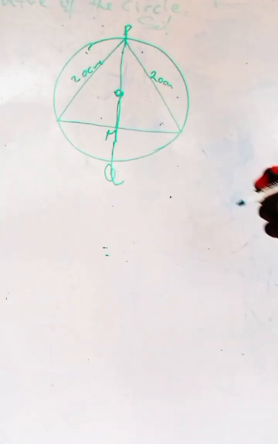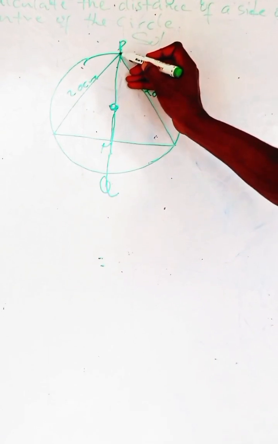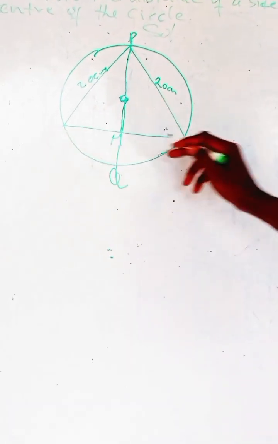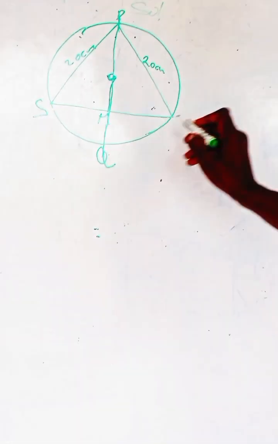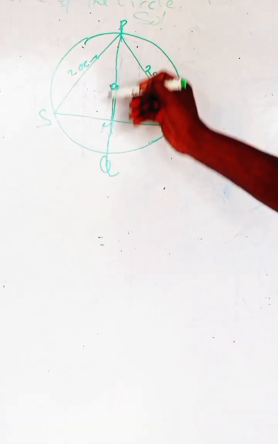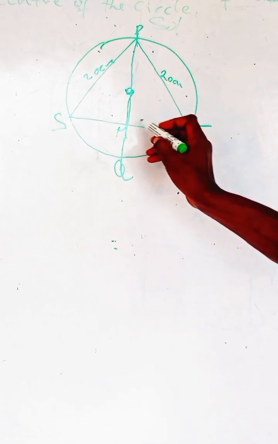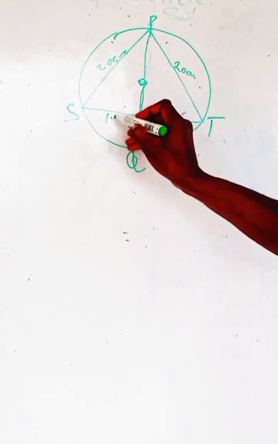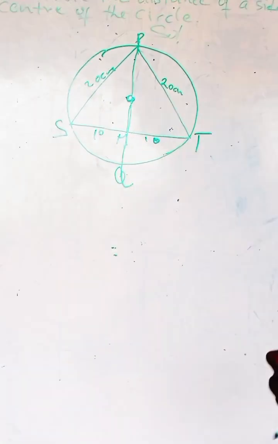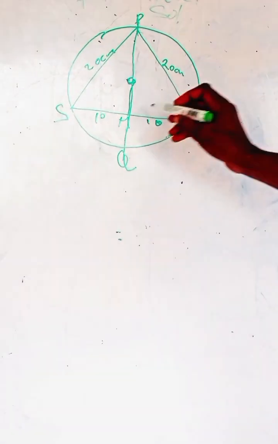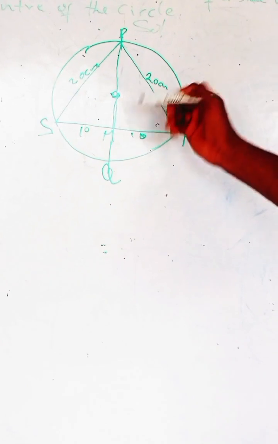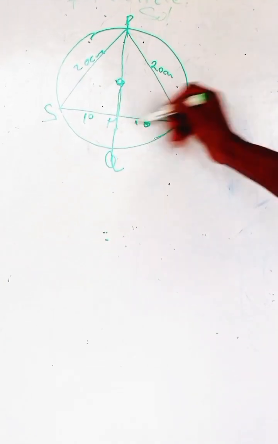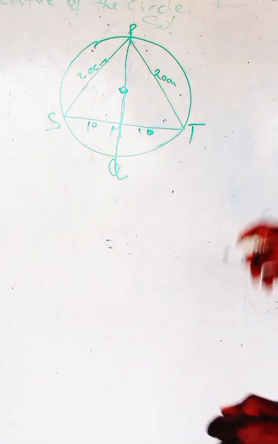Now you can see that this line has bisected this chord into two equal parts. So if S to T is 20 cm, it has bisected this line into 10 cm and 10 cm each. So we can complete this triangle by solving for the third side. That is triangle PMT, so we apply Pythagoras.